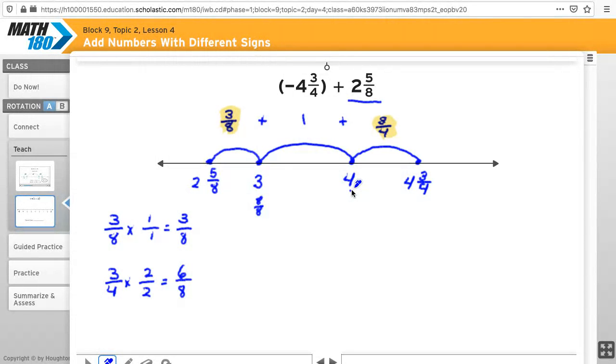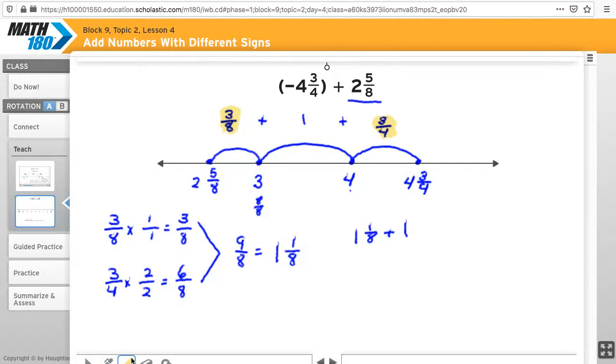Now, I'm going to take these two numbers and add them. I'm going to come back down here. So we know our denominator won't change. And 3 plus 6 is 9. Now, I want to go ahead and turn that into a mixed number. So 8 will stay the same. 8 can go into 9 one time. 8 times 1 is 8. 8 plus 1 equals 9. So now I have 1 and 1/8 plus 1.